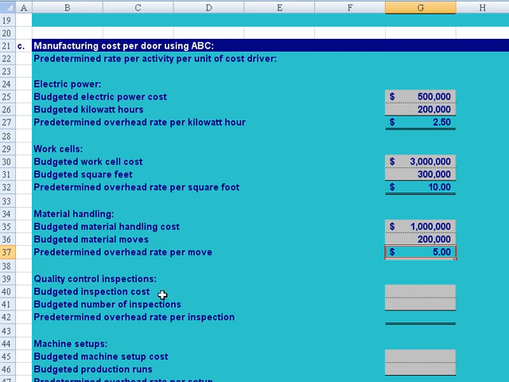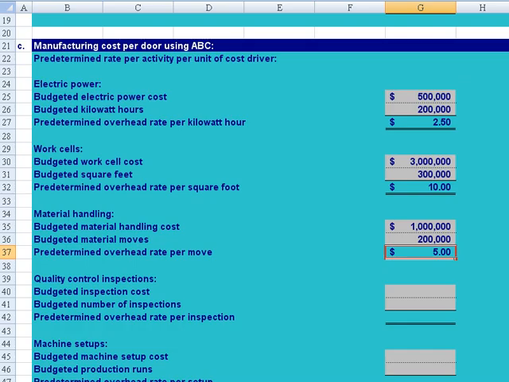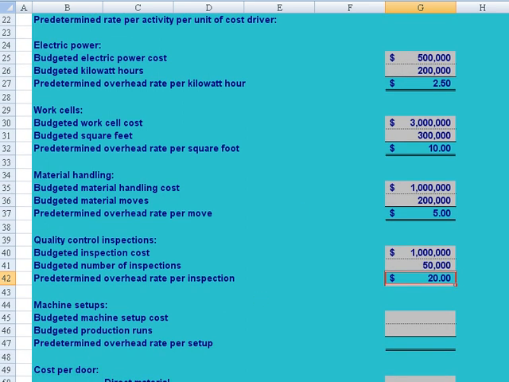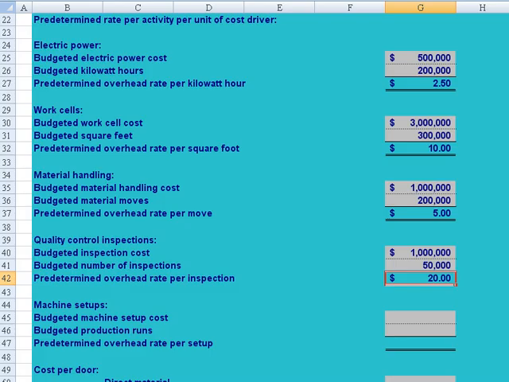Quality control, we're looking at inspection costs and number of inspections, if I can say it right. $1 million of inspection cost and 50,000 inspections. So I can drop in, I'm going to copy this here and put in 50,000 here. So we've got $20 per inspection. And then machine setups, we've got 350,000 and 25,000 setups. So 350,000 over 25,000 setups. $14 per setup.